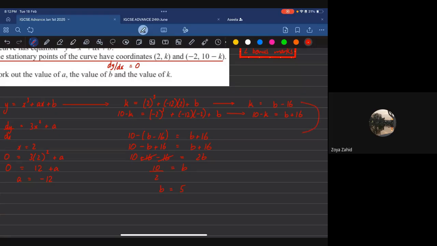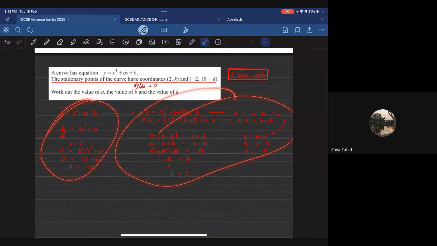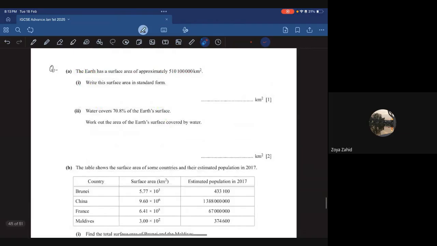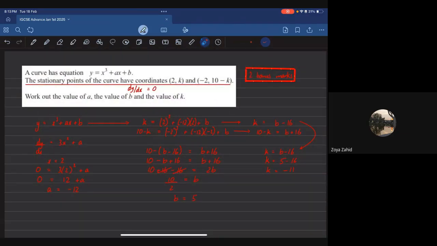Now, simply the value of k. k is going to be equal to b minus 16. b is already 5. 5 minus 16 is equal to k, which is equal to minus 11. Clear? So it was really easy to do. Not really easy to be honest, but still, it was not that difficult. Any issues with this, guys? This was the bonus mark question a while ago.